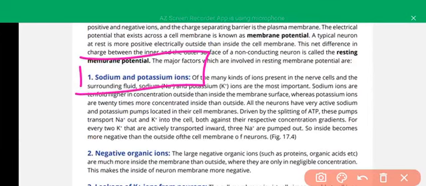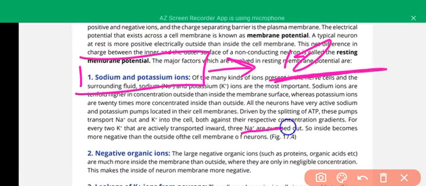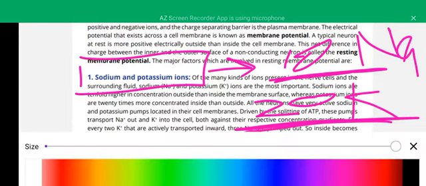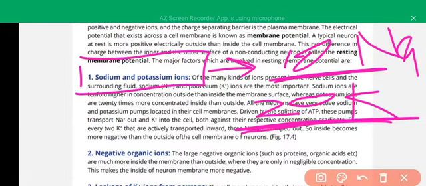Sodium is almost 10 times more outside, and potassium is 20 times more inside. Potassium is greater inside and sodium is greater outside, and potassium is low outside and sodium is low inside. It has a particular type of pump, the sodium potassium ATPase.